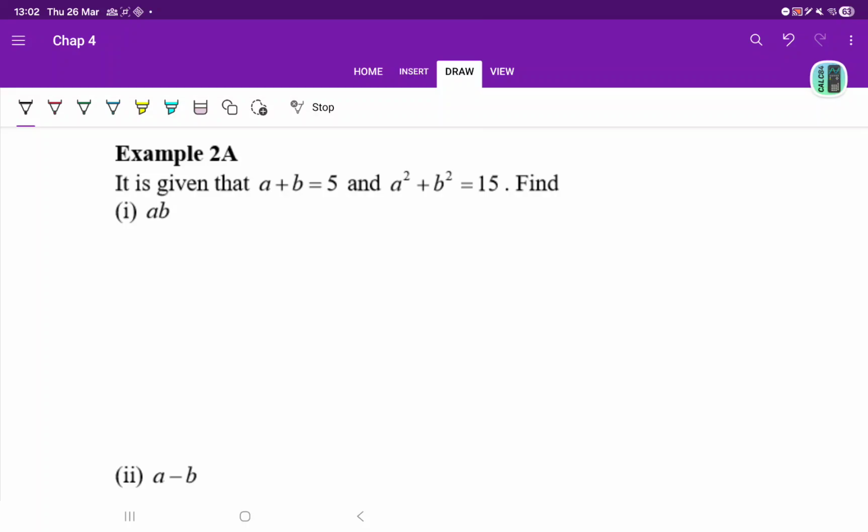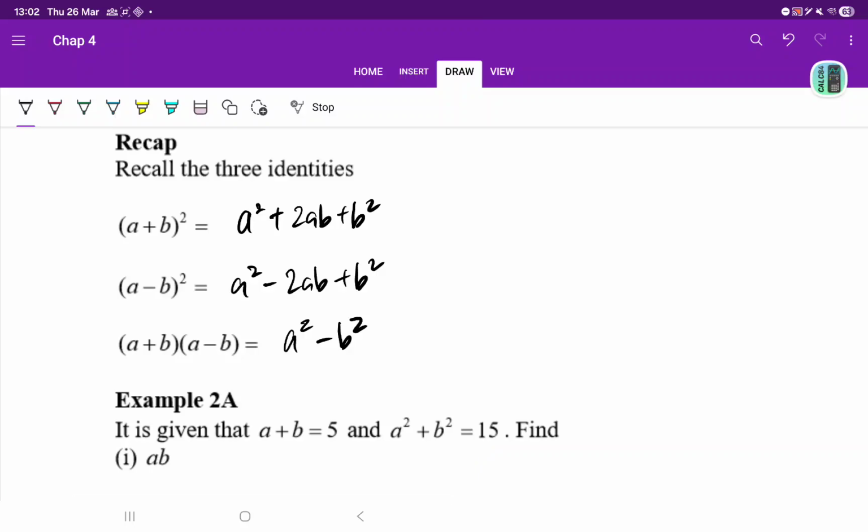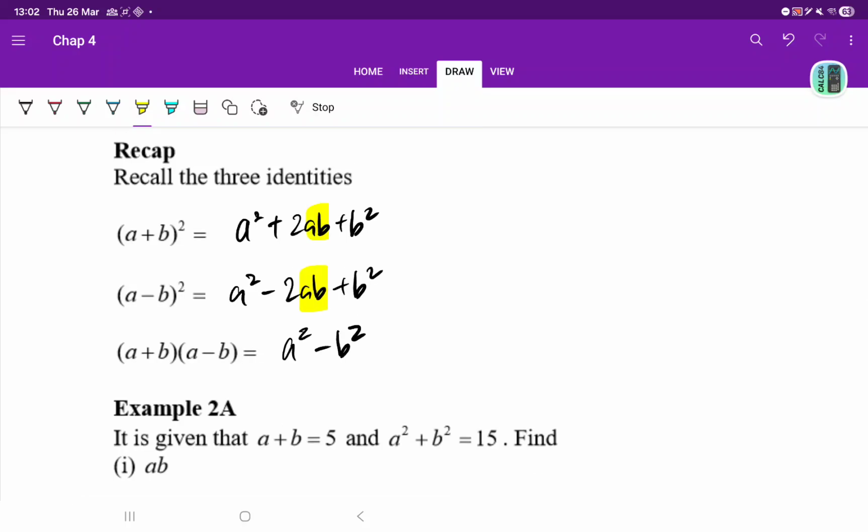You just listen. Part 1, AB. If you look at these 3 formulas, which ones of them has AB in them? You only see the AB here, right? So that means for the first part, you cannot use the third identity. You must use the second identity somehow. Okay? But how to use the second identity somehow?